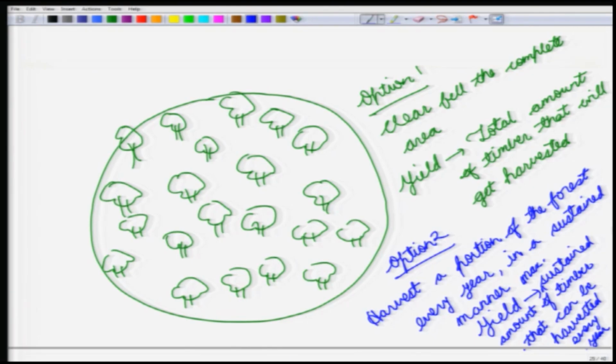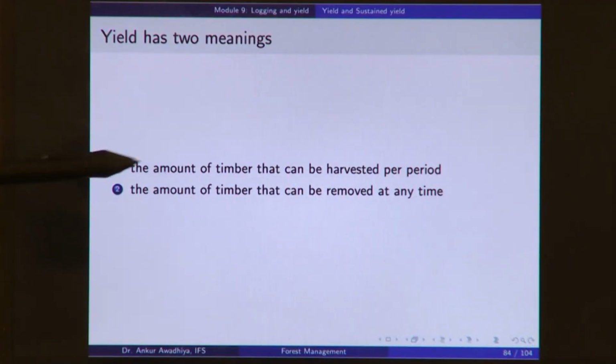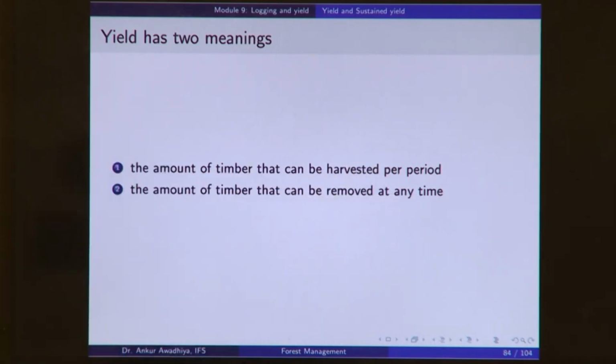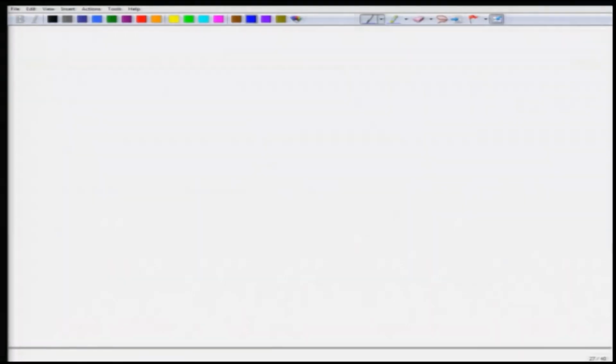So, these are the two meanings of yield. The first meaning is the amount of timber that can be harvested per unit period. Generally, this period is taken to be 1 year. So, the amount of timber that can be harvested every year or the amount of timber that can be removed at any time. So, at any time it means that we are taking a snapshot and we are asking the question, what is the total amount of timber that I have. To understand this problem, suppose you have deposited 100,000 rupees into your bank account and this bank is giving an interest at the rate of 10% per year.